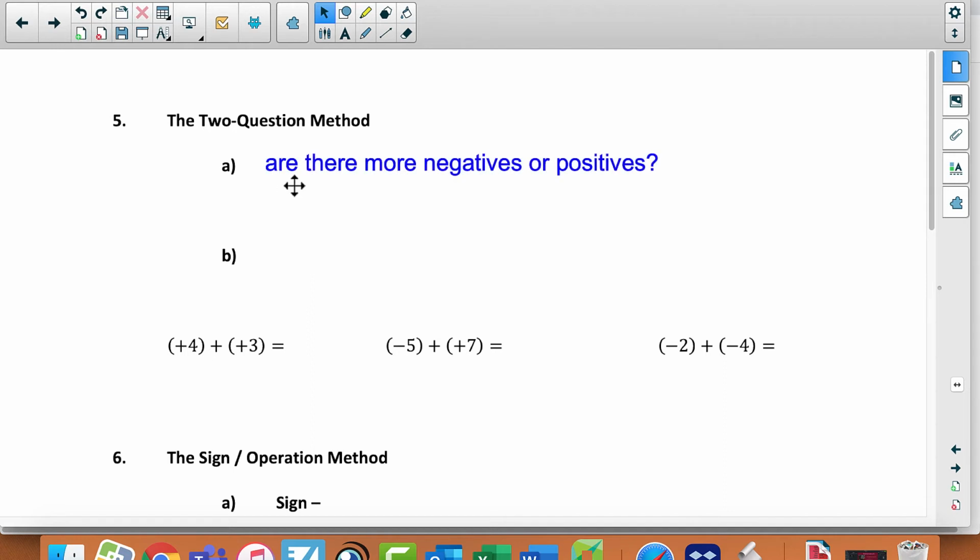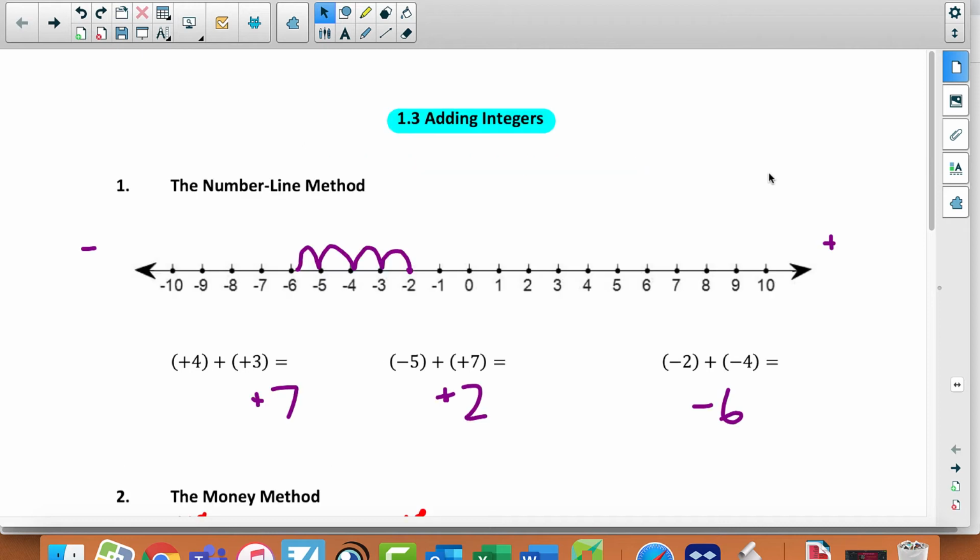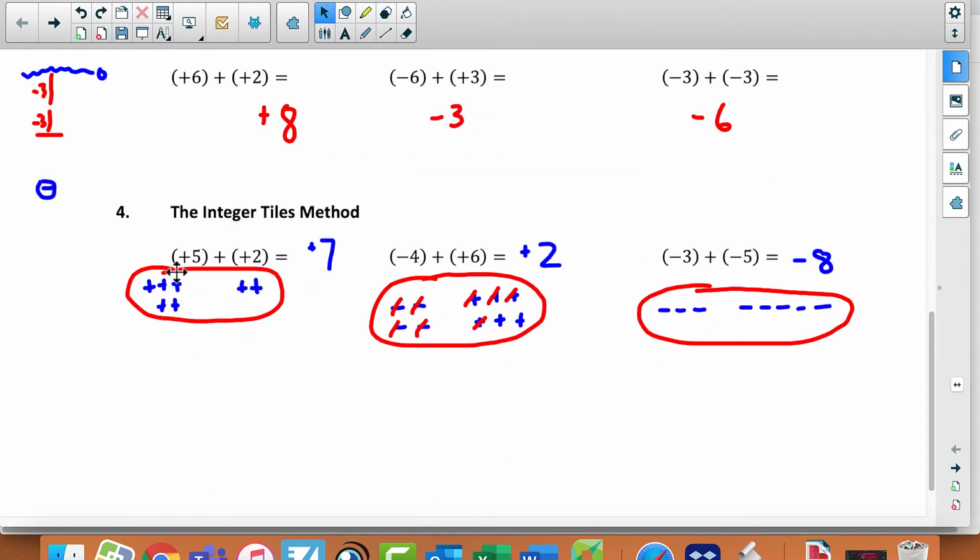Number 1, are there more negatives or positives? So for example, in the questions we just did down here, when I put these together, is there more negatives or positives? Well, there's obviously more positives, and for that reason the answer is going to be positive. In this question, was there more negatives or positives? Remember, we had 4 negatives and 6 positives. There was more positives, so the answer is going to be positive. In this question, they're all negative, so obviously there's more negatives, so the answer is going to be negative.